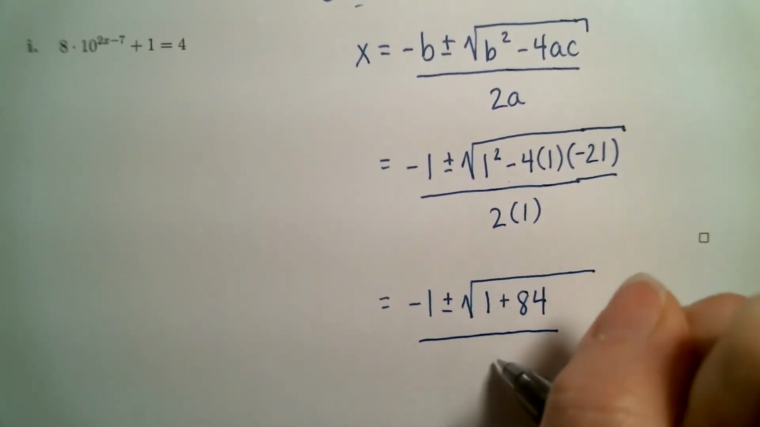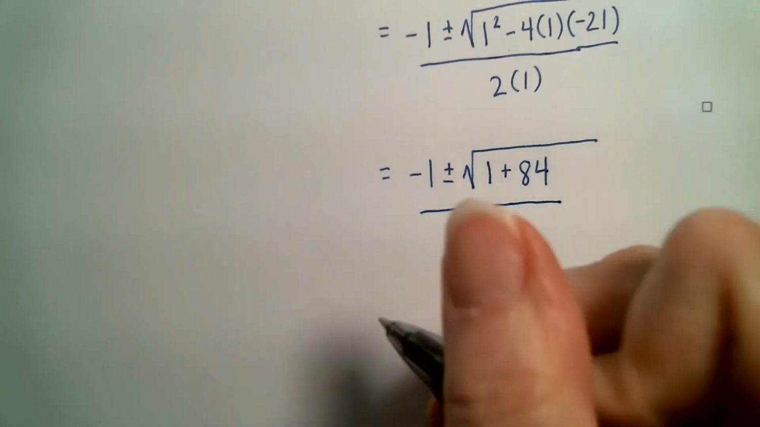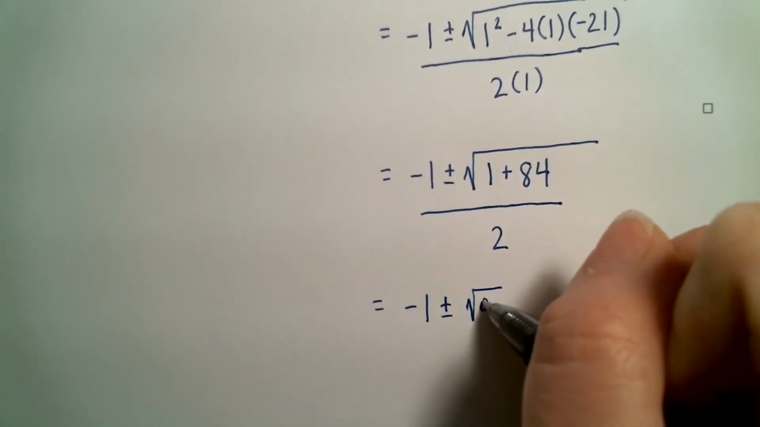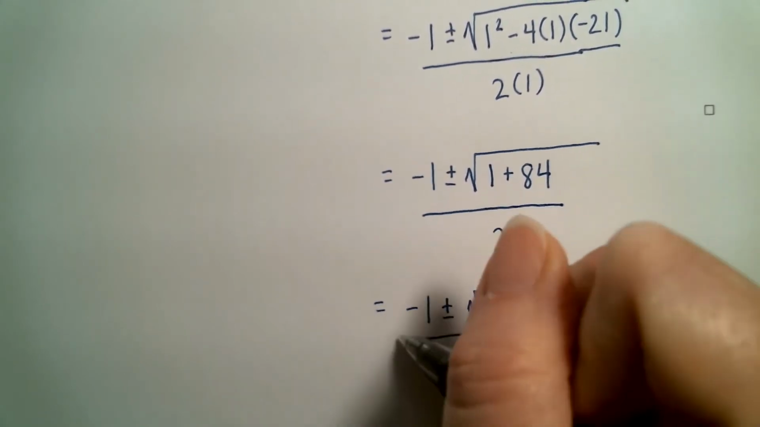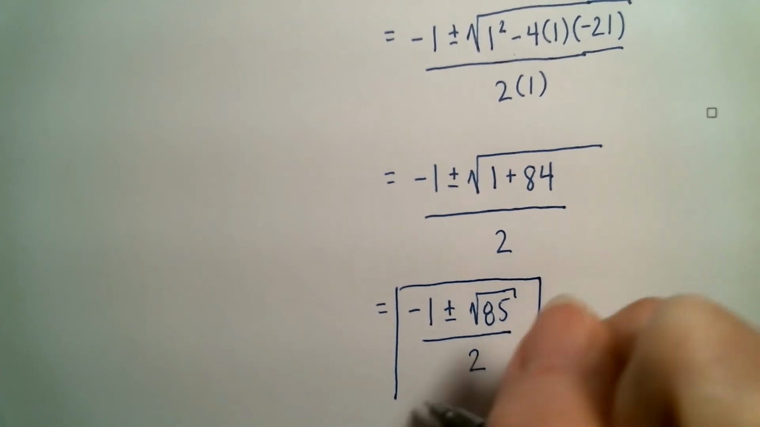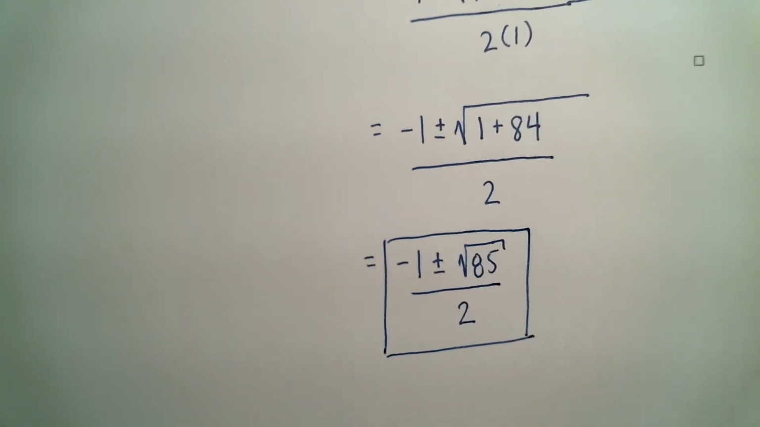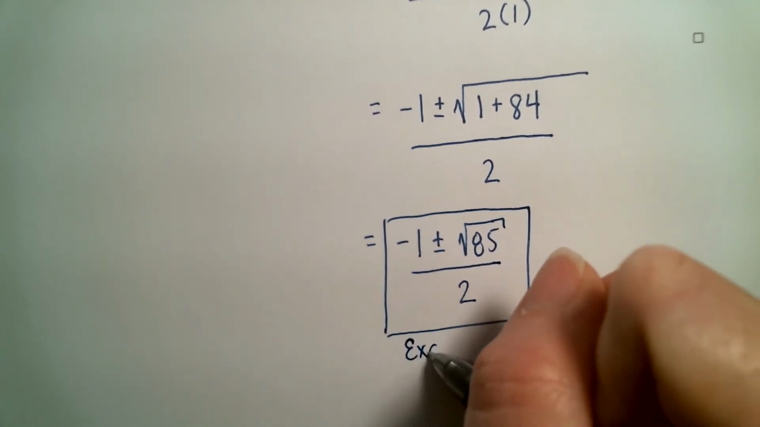All over 2. Okay. All right, so this is going to give us negative 1 plus or minus the square root of 85 all over 2. Okay, so this is your exact answer. You have two solutions, one from picking the plus in the middle and one from picking the minus in the middle in the numerator. So these are your exact solutions.